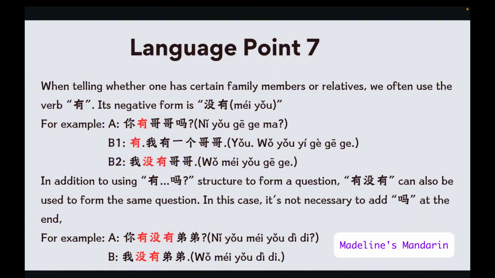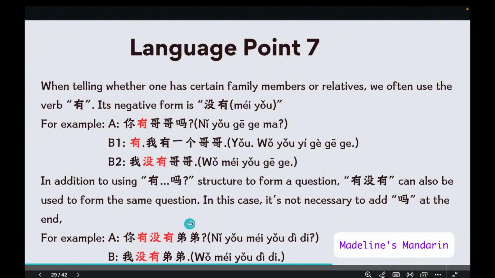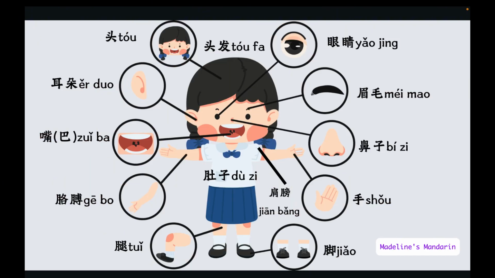In addition to using the 有 something 吗 structure to form a question, 有没有 can also be used to form the same question. So in this case, it's not necessary to add 吗 at the end. For example, 你有没有弟弟? Do you have younger brother? 我没有弟弟. I do not have younger brothers. Alright, we already learned how to call different family members in Chinese. We also learned how to ask and answer how many people are there in your family. We also can start conversation to ask some questions like, do you have brothers or sisters?